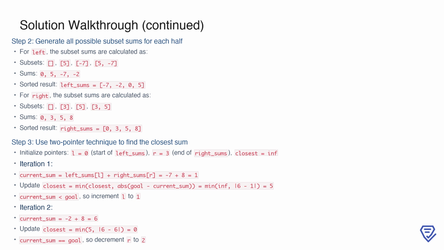Now, to find the closest sum to the goal, we use the two-pointer technique. We initialize one pointer at the beginning of left_sums, another at the end of right_sums, and start with an initial closest difference set to infinity. In the first iteration, we calculate the current sum as -7 from left_sums and 8 from right_sums, which totals 1. The difference between the goal and this sum is 5, so we update the closest difference to 5. Since the current sum is less than the goal, we move the left pointer forward.